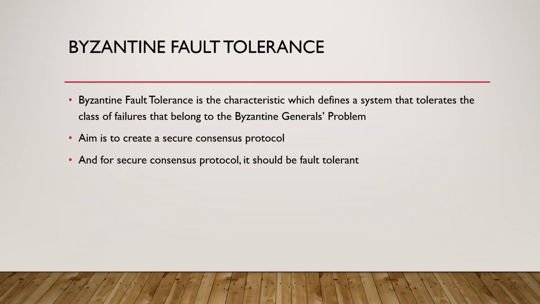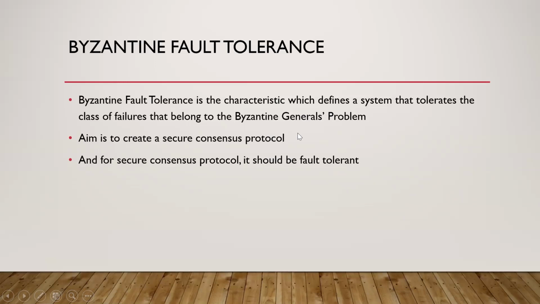Next is Byzantine fault tolerance. I will not get into much detail about it, but this is one kind of problem that we used to have. And to solve this problem, we came up with a solution which is called consensus mechanism. So it is just a characteristic which defines a system that tolerates the class of failures that belong to the Byzantine generals problem.